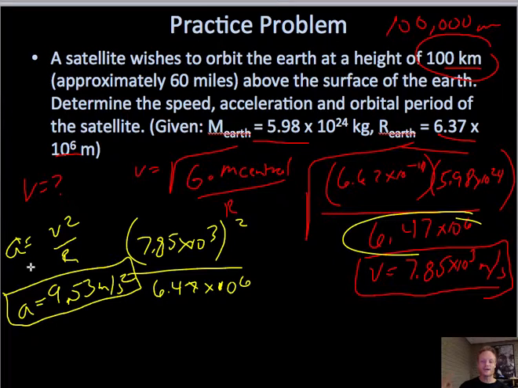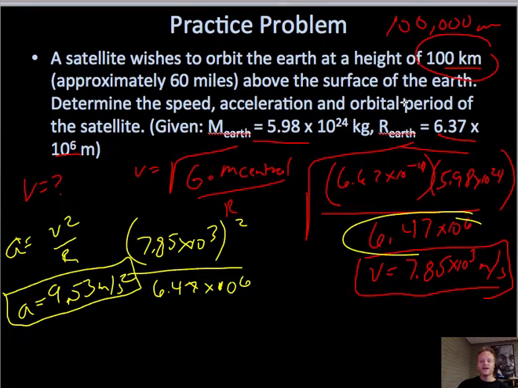9.53 meters per second squared, which is interesting because notice, what is the acceleration due to gravity if you stand on Earth? It's 9.8 meters per second squared. This number is smaller. How come it's smaller? Well, it makes sense. The satellite is not right on the surface of the Earth. It should be a little bit smaller because it's in outer space. It's still under the influence of Earth's gravity, but not quite as strongly, because it's orbiting above the Earth's surface.